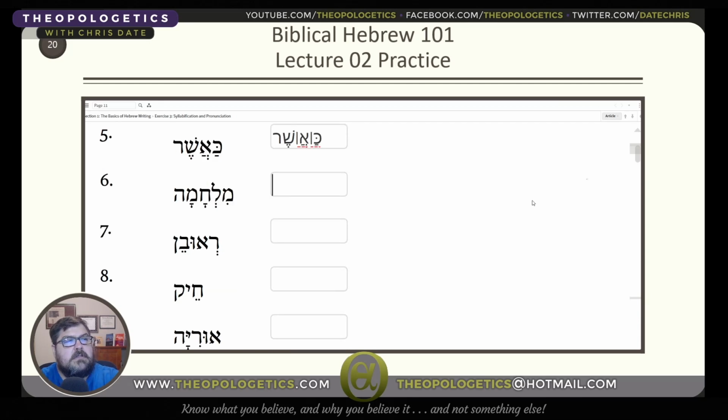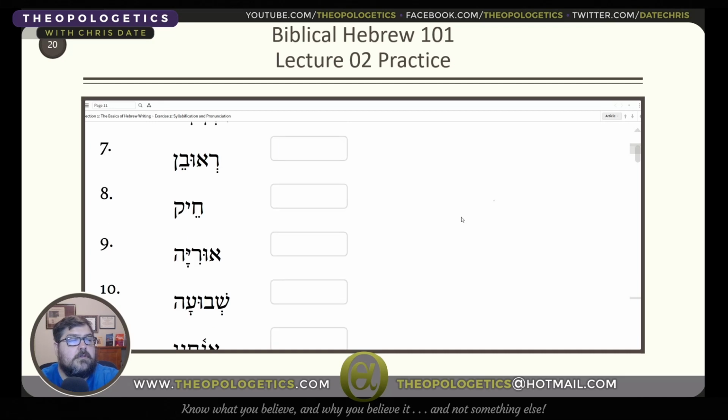Milchama, this is going to be mem, hirek, and then because that sheva under the lamed is a silent sheva, it's going to close the syllable. Mil. Then the chet with a kametz under it. That's the next syllable. And then finally, ma, the mem with a kametz he. Mil, cha, ma. Reuven. This is the name Reuben, by the way. Reuven.